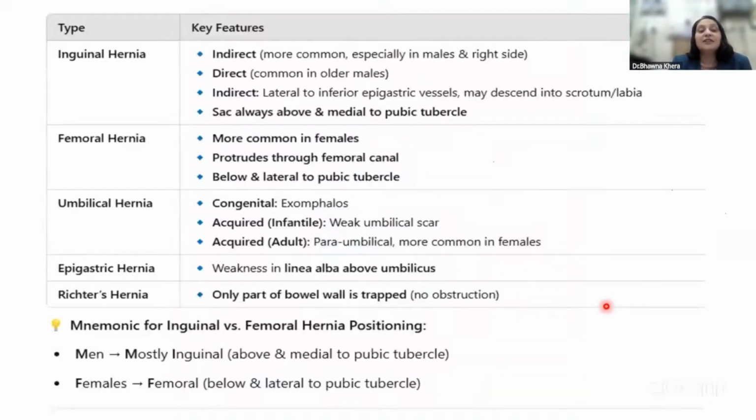So here comes the important table. Inguinal hernia is more common, especially in males and on the right side. Direct is common in older males. Indirect is lateral to the inferior epigastric vessels, and the sac is always above and medial to the pubic tubercle. Femoral is more common in females, and it is below and lateral to the pubic tubercle. So that's the correct answer here. Umbilical, certainly not at this place. Epigastric, not at this place. And Richter's also not. So men mostly have inguinal, which is above and medial to the pubic tubercle, while females have femoral, which is below and lateral to the pubic tubercle.